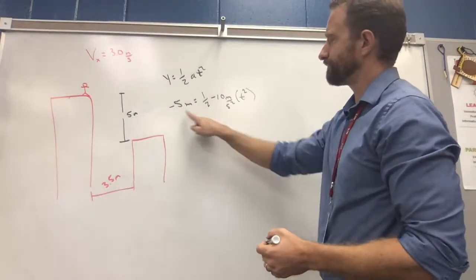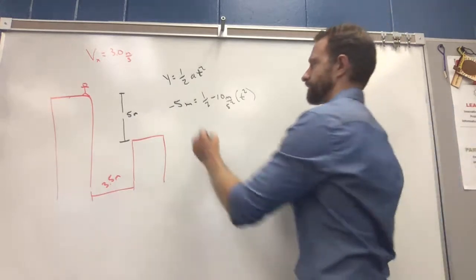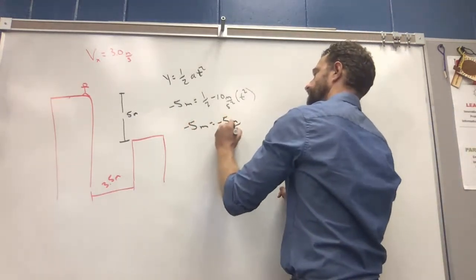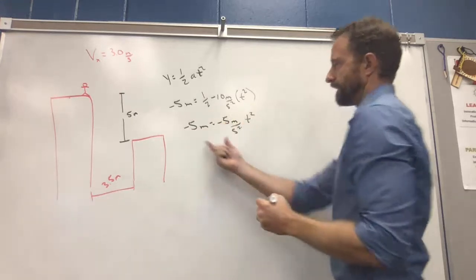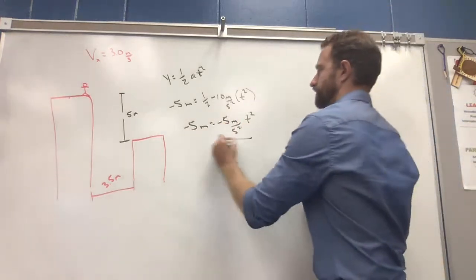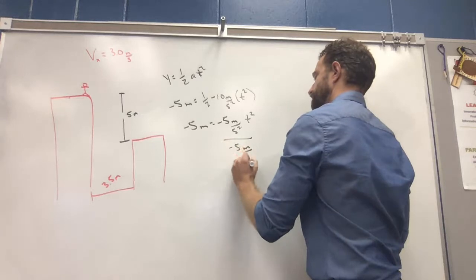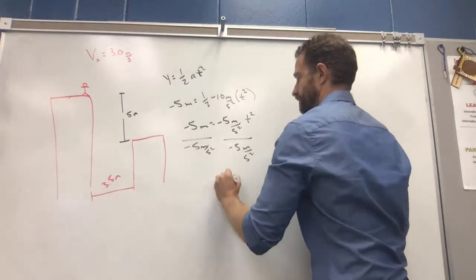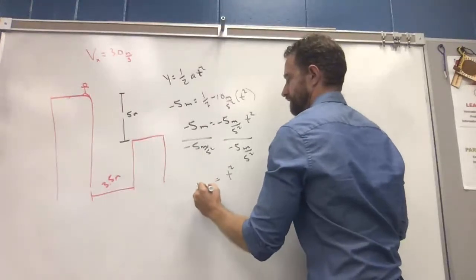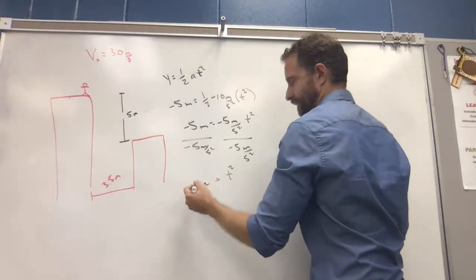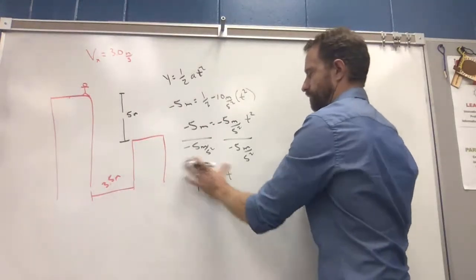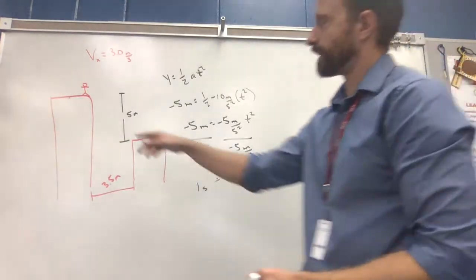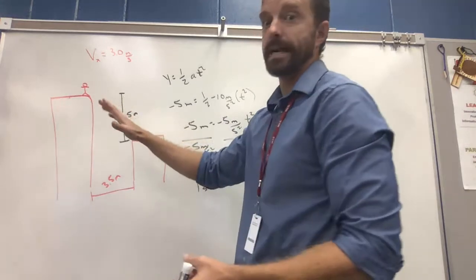Let's go ahead and show that step. So -5 equals -5t squared. Divide both sides by -5 meters per second squared, and that gives us 1. So t squared equals 1 second squared. Square root both sides, and the square root of 1 is 1. So the time is 1 second. That was a happy accident. When I wrote my problem, it came out to exactly 1 second.